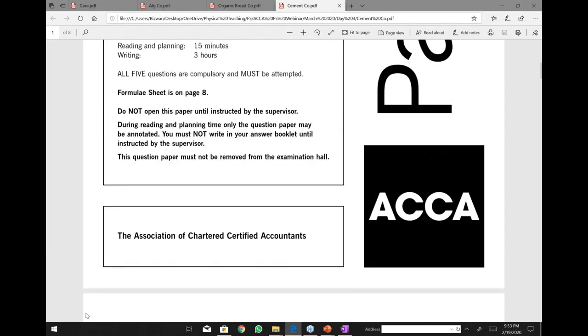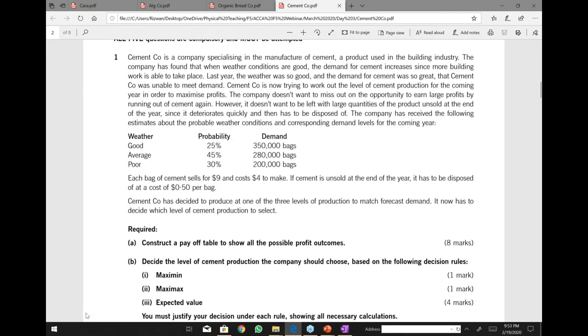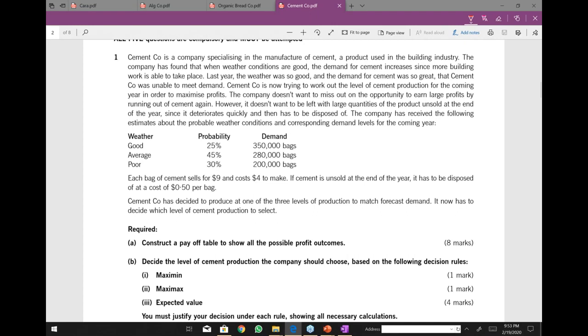The cement company question says construct a payoff table. Normally, payoff in our exam is known as profit, or payoff would be said as a contribution. So you need to make a payoff table, which means you need to calculate profits or contributions or even loss as well. So it's an 8-mark requirement to make a payoff table.